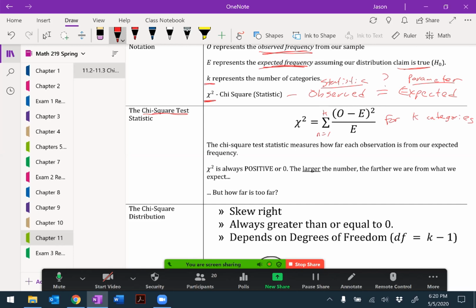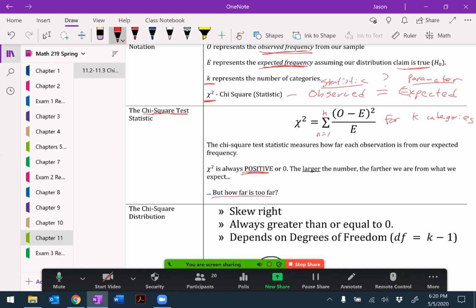Okay, the chi-square test statistic measures how far each observation is from our expected frequency. Chi-squared is always positive. Why is it always positive? Because we're going to square the difference. And when we square something, we always end up with something that's positive. So we're going to square differences here, and then we're going to add them. And so it's always positive or 0. The larger the number, the farther away we are from what we expect.